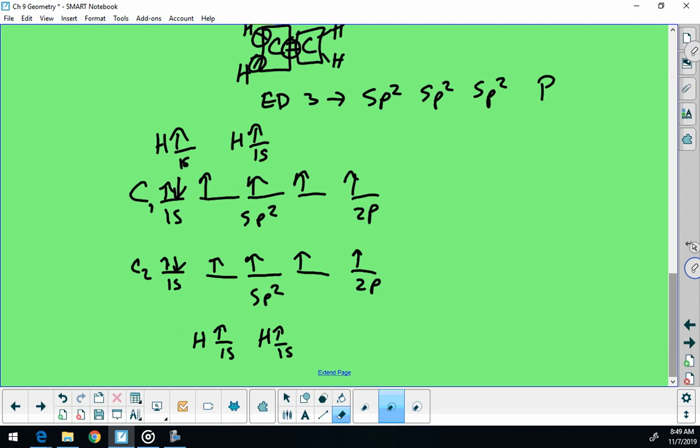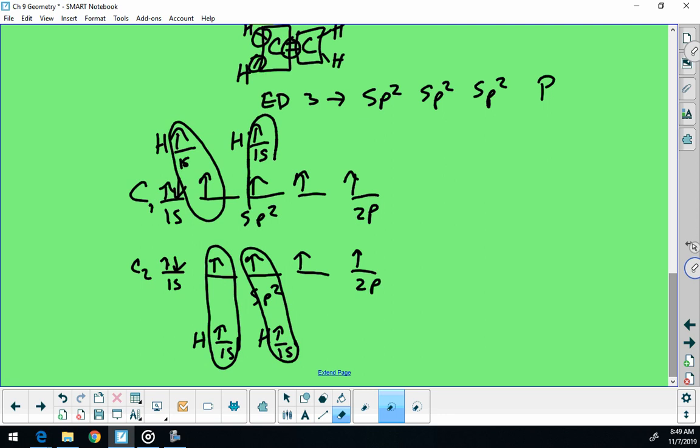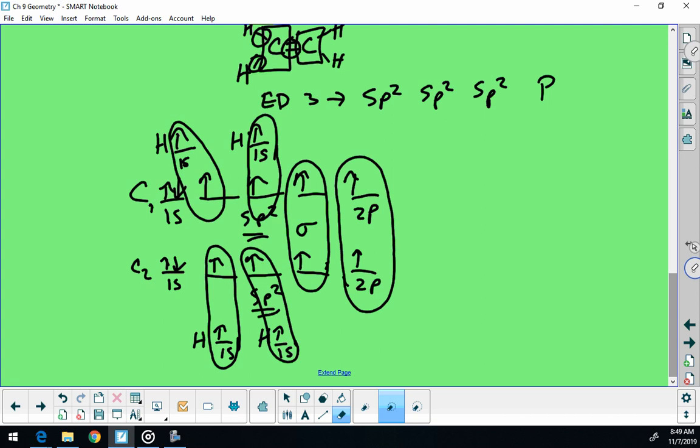And so now I start looking at my bonding. This hydrogen bonds with carbon number 2. This hydrogen bonds with carbon number 2. This hydrogen bonds with carbon number 1. This hydrogen bonds with carbon number 1. And now my 2 carbons start to bond. Here is the first bond, and it's between an sp2 and an sp2. So that means that's going to be the sigma bond. And then here I have my 2 p's overlapping. That makes my pi bond. Each of these hydrogen bonds are going to be sigma bonds.